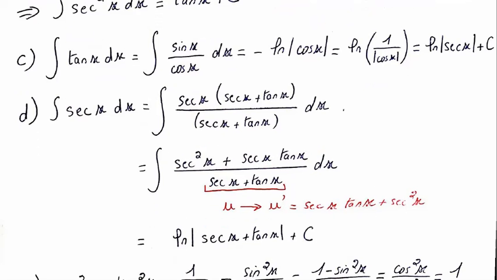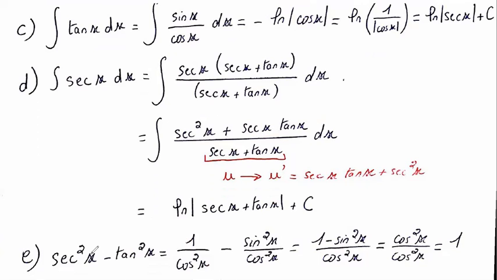Now the last formula that you should know about secant is that secant squared minus tangent squared is equal to 1. Why? Because secant squared is 1 over cosine squared, and tangent squared is sine squared over cosine squared. So they have a common denominator, which is cosine squared. So this is equal to 1 minus sine squared over cosine squared. And 1 minus sine squared is cosine squared. So we get cosine squared x over cosine squared x, which is 1. So secant squared x minus tangent squared x is equal to 1.